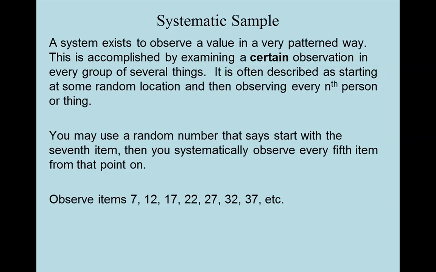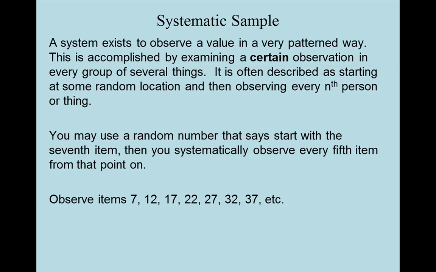Now consider the systematic sample. This is recognized by a system which exists to observe a value in a very patterned way. This is accomplished by examining a certain observation in every group of several things. It's often described as starting at some random location and then observing every nth person or item or thing.